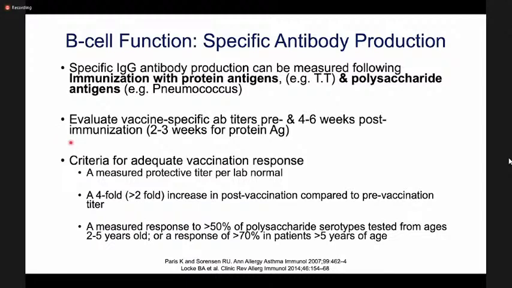You can actually measure, take a baseline just to see the function of your B cells in terms of IgG production. So take a baseline antibody level, and then vaccinate with a protein antigen and then a polysaccharide antigen, and then take another serum specimen just to look at the vaccine-specific titers. And for you to say there's a good vaccination response, then you should get a rise in the pre- and post-vaccination antibody titers of more than 2-fold, okay?